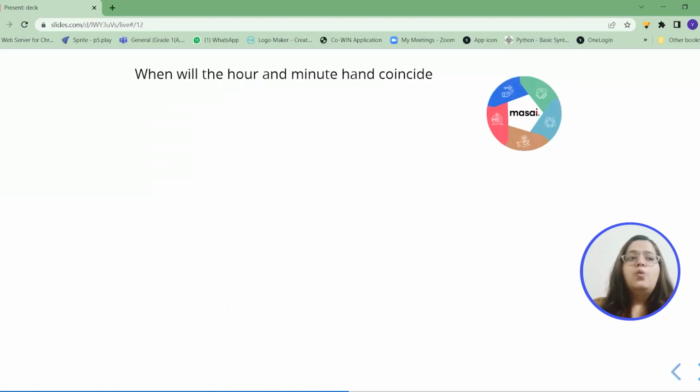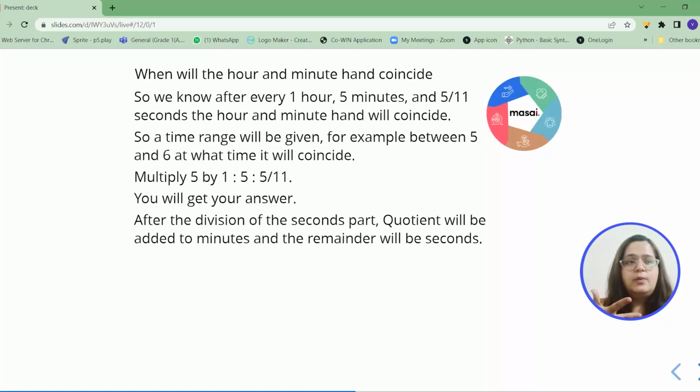Next is when the hour and minute hand coincide. When will the hour and minute hand coincide? That means when they will be together, or the angle between them would be 0 degrees. So for this you have to just remember one number: after every 1 hour, 5 minutes, 5 by 11 seconds, the hour and minute hand will coincide. So we know that. Now whenever the question is given, for example, between 5 and 6, at what time will they coincide? Take the lower time, that is 5. Multiply that 5 with the given thing, that is 1 hour, 5 minutes, 5 by 11, and you will get the answer.